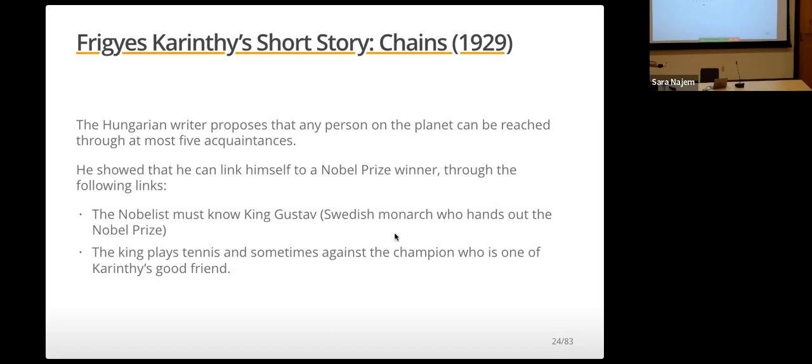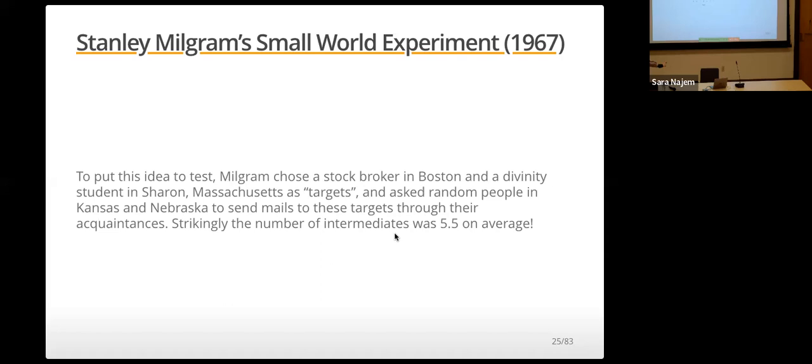Yeah. But that's a funny novel, and people started playing the game and took it kind of seriously. A very renowned sociologist in 1967 by the name of Stanley Milgram took it really literally. He started doing the test, and he chose 2 people as targets, one in Boston and one in Sharon, Massachusetts, and asked random people in Nebraska and Kansas to send mail to these target people.